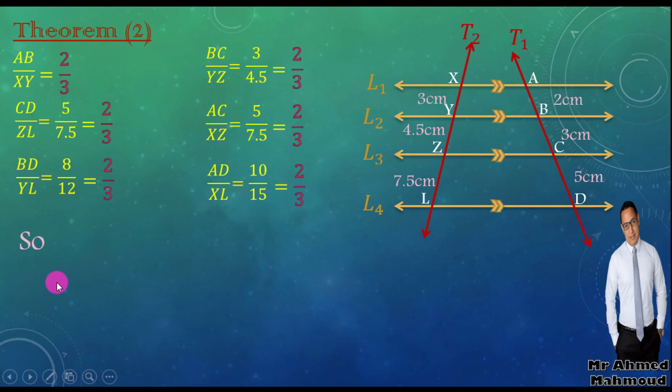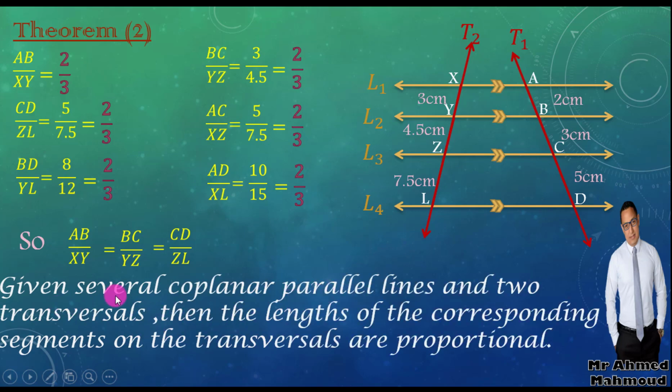Finally, I can say that AB over XY equals BC over YZ, excuse me, and finally CD over ZL. I can add to them AC over XZ or BD over YL or AD over XL. All of them are equal. The theorem says: given several coplanar parallel lines and two transversals, as we see, T1 and T2, then the lengths of the corresponding segments on the transversals are proportional.